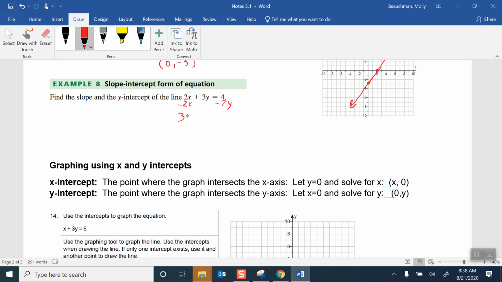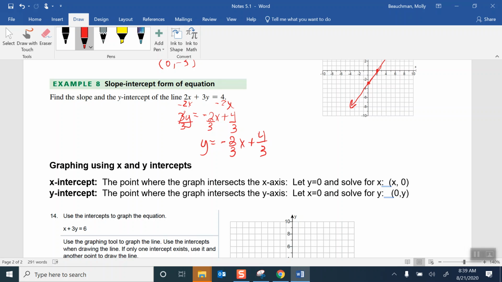We end up with 3y is equal to, I'm going to put in the right form, the x term goes first, -2x plus 4. Then divide both sides by 3. That means we divide every term by 3. We end up with y is equal to -2/3 x plus 4/3.